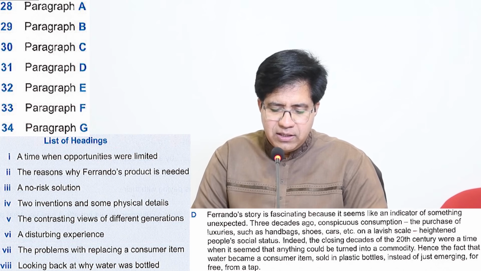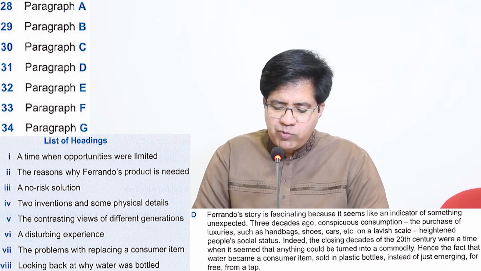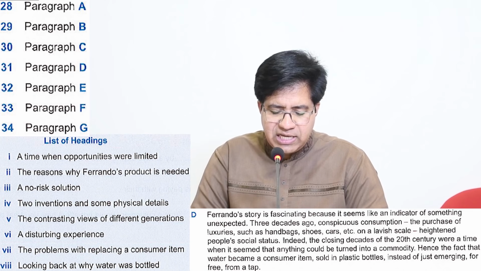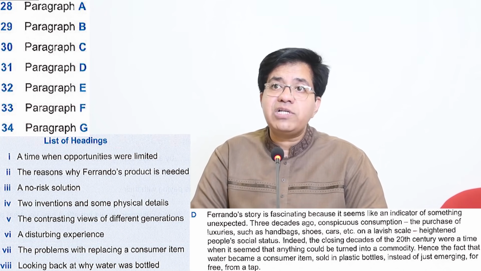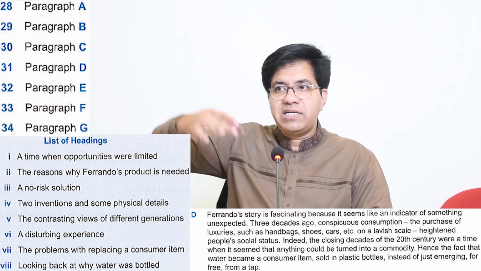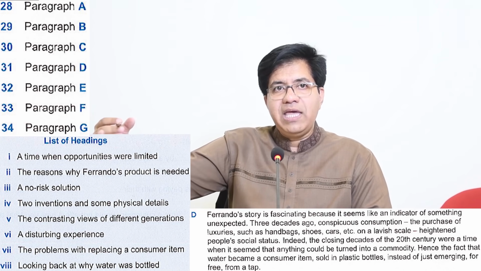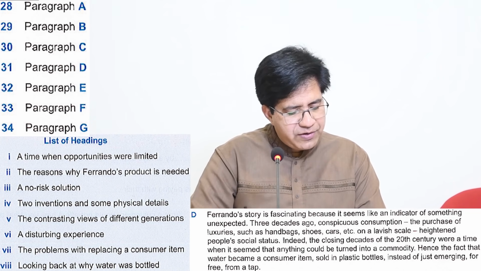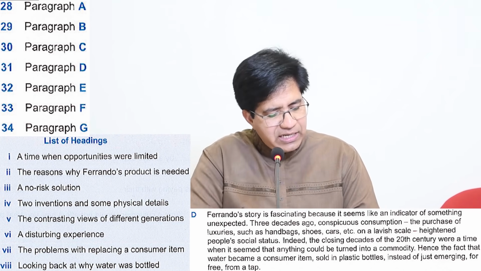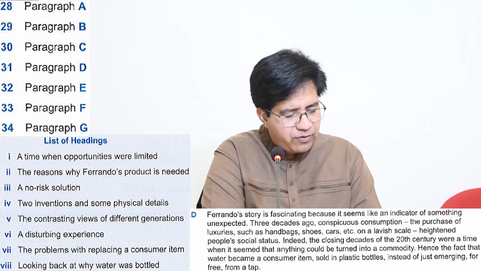Please read this. See, 3 decades ago, conspicuous consumption, the purchase of luxuries such as handbags, shoes, cars on a lavish scale heightened people's social status. So when social status was heightened, water became a consumer item. That was the reason. So for question 31, paragraph D, answer is heading number 8. Now we cross it from there as well.